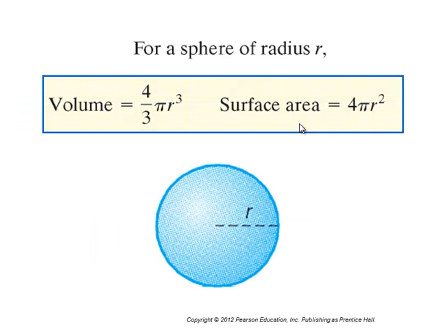Here's a sphere, the 3-dimensional cousin of the circle. It's the collection of points in 3-dimensional space that are within r units of the center point. The volume of a sphere is 4/3 times pi times the radius cubed. And the surface area is 4 times pi times the radius squared.